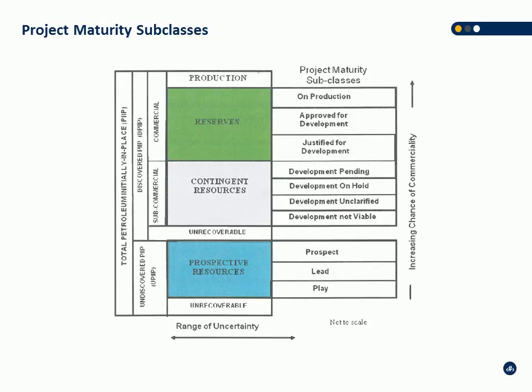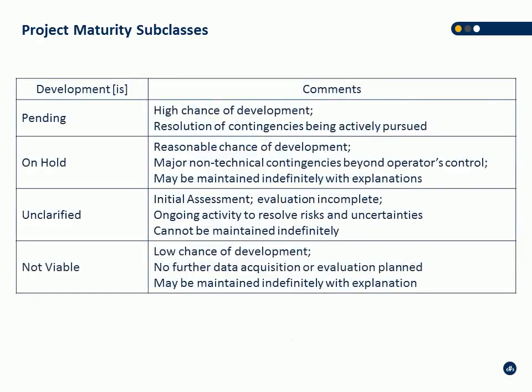Prospective resources are split into what they call prospect, lead, and play. The definitions of prospect and lead are fairly high level, and they basically are associated with what stage of information gathering you're in on the project. So at the bottom, at play, you have very little data on the project, and you're really working on a data acquisition phase. Lead and prospect, you're starting to get a bit more information, and you're starting to move towards the discovered and contingent resources.